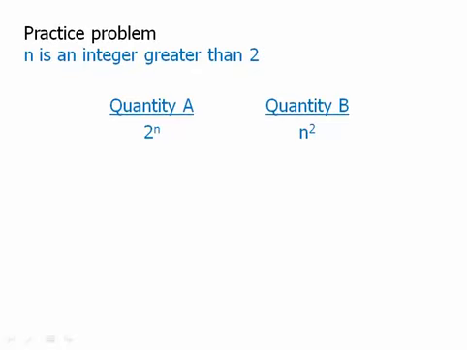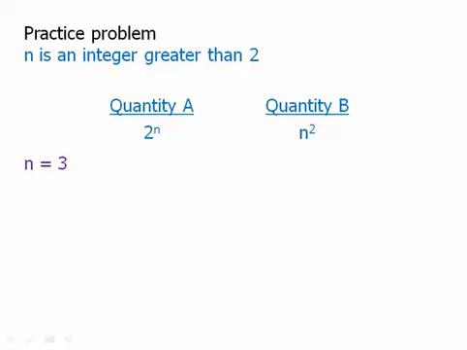Okay, here they're very good to us. They tell us that n is an integer greater than 2. So we know it's an integer. It can't be negative. It can't be a fraction or a decimal. Very good. So the most obvious choice, if we're going to pick numbers, the most obvious choice is 3. 3 is greater than 2. What happens if we pick n equals 3?